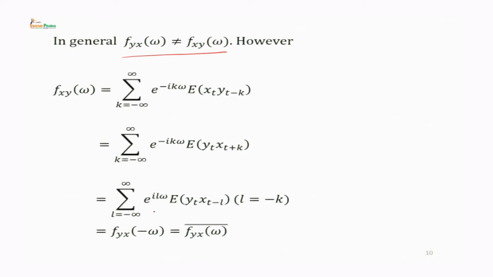So, here what you obtain, this is the Fourier transform of cross covariances between y and x, but you have replaced omega by minus omega, means you can write I L omega equal to minus I L minus omega. So, this is actually equal to f y x minus omega, or you write it equal to f y x omega bar. So, this is the relation between cross spectrum of x and y and cross spectrum of y and x. F x y omega is equal to f y x minus omega.